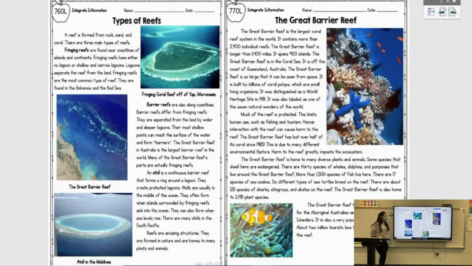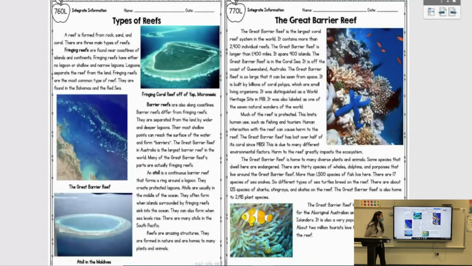Barrier reefs are also along coastlines. Barrier reefs differ from fringing reefs. They are separated from the land by wider and deeper lagoons. Their most shallow points can reach the surface of the water and form barriers. The Great Barrier Reef in Australia is the largest barrier reef in the world. Many of the Great Barrier Reef's parts are actually fringing reefs.